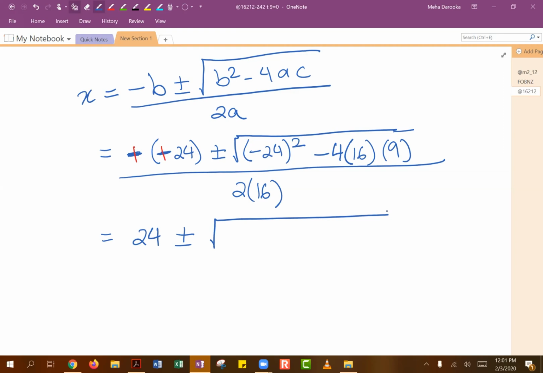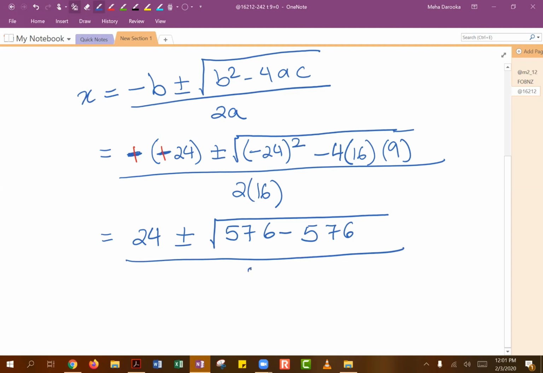What is negative 24 squared, or just do 24 squared? 576. All righty. And can somebody tell me what is 4 times 16 times 9? Same number? Really? Okay. That'll make our life easier. Okay, so 4 times 16 times 9. And we are trusting Iram on that math. Okay, good. Okay, denominator 2 times 16? 32.